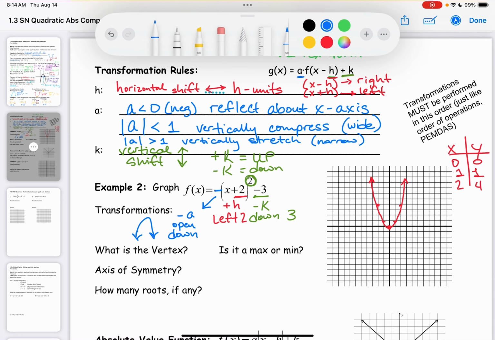But now we need to make all these moves. We need to make all these changes, and we need to do them in the order that is listed above. So the first thing we want to do is a horizontal shift. So we said left 2. So if I shifted left 2, I would move this point 1, 2 to the left.